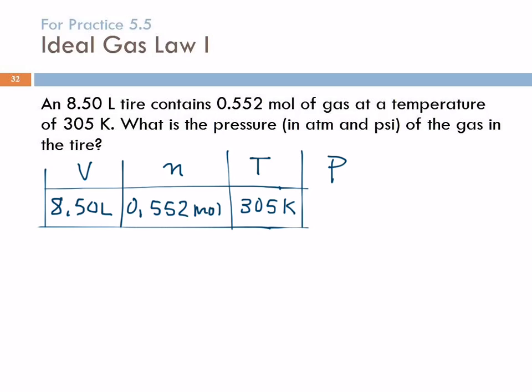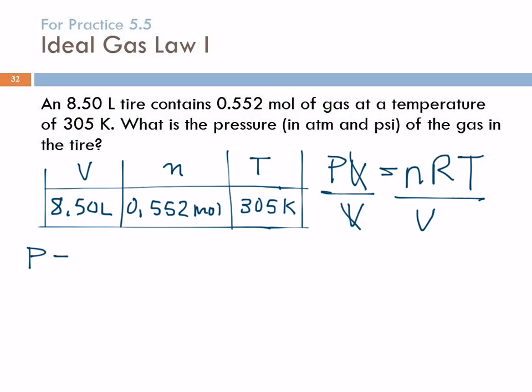PV equals nRT. We're looking for P, the pressure. So we have to rearrange this to solve for pressure. So the pressure of this gas equals nRT over V. We have N, T, and V. R we need to memorize. So N is amount of gas in moles. Write the units.